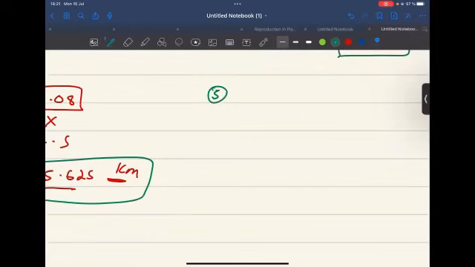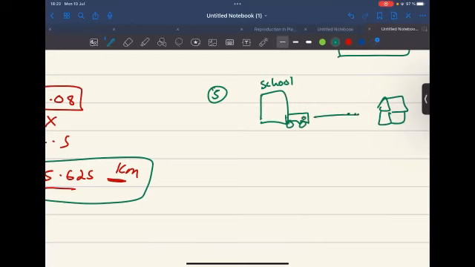Fifth question. Shruti gets a bus to get back home from school in 15 minutes, covering a distance of 7.2 kilometers. What is the distance from home to school? If you actually think carefully and use your brains, you can easily answer this. There is no working in the question. Listen to it again carefully. Shruti gets a bus to get back home. So this is her school. This is her house. So Shruti is getting a bus from school to get back home. The distance is 7.2 kilometers. What is the distance from home to school?